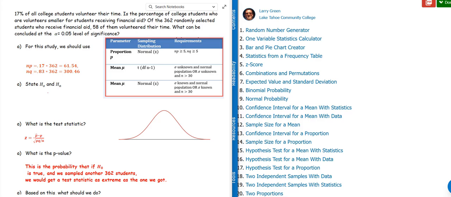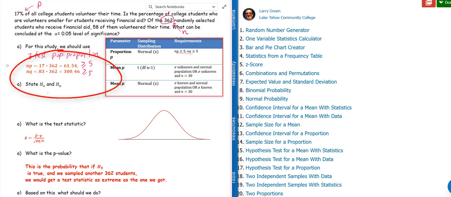So what test should we use? Well, we're not testing about a mean, we're testing about a proportion. So we want to use a z-test for population proportion. In order to do that, we need that NP and NQ should both be greater than or equal to 5. Now with N equal to 362, and P, the claimed proportion, equal to 0.17, when I look at NP and NQ, they are both indeed greater than or equal to 5, so I'm good to go with this test.